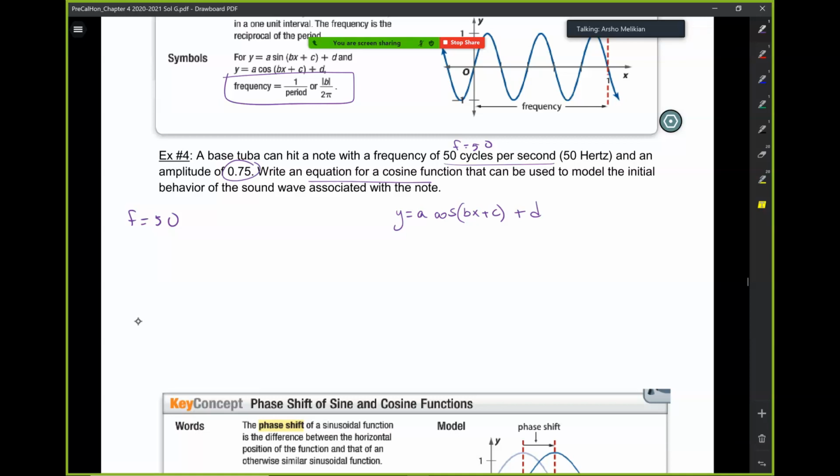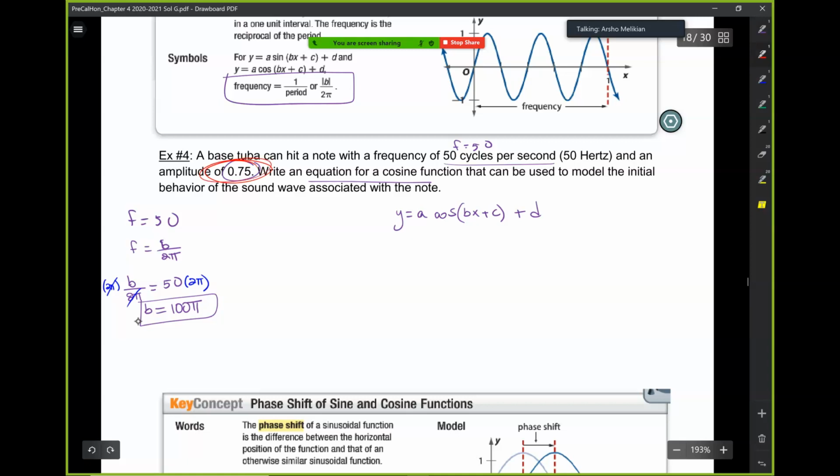Okay, I'm given that frequency is 50. Well, what did we say frequency was? It's B over 2 pi. So I say, okay, that means B over 2 pi is 50. Now, when I multiply by 2 pi, B is 100 pi. So that's my B.